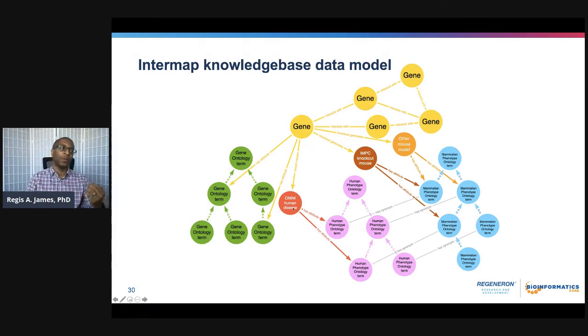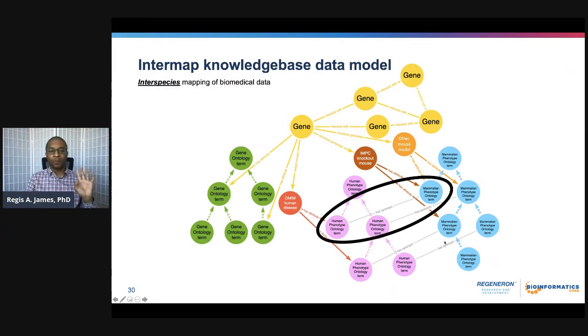And then the relationships between human diseases and the human phenotype ontology, the Spanglish relationships between human phenotype and mammalian phenotype, and the relationships between mouse models that were generated and the mammalian phenotypes that were observed from them. Now, the thing I really would need to point out here is this Spanglish relationship between human phenotype and mammalian phenotype. This is the interspecies aspect, and it's where the name Intermap came from. So Intermap is interspecies mapping of biomedical data.